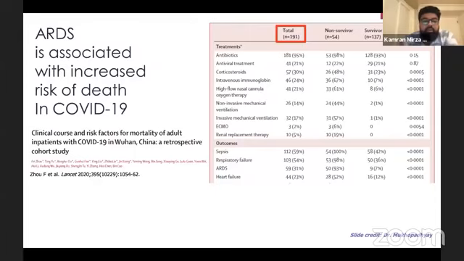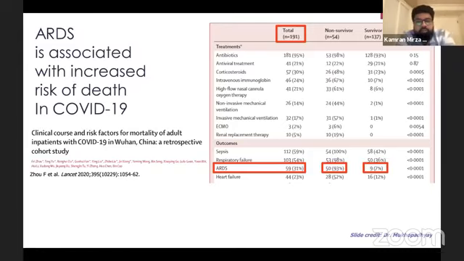But in this paper that was published in the Lancet, again, this is from Wuhan, China, they looked at 191 patients, and of those, you can see that 59 patients, which is 31% of them, had ARDS, right? And then of those, if you think about the non-survivors, the patients who actually passed away, 93% of them had ARDS, while only 7% had ARDS in those that survived. And so the link between survival and acute respiratory distress syndrome is extremely, extremely high.